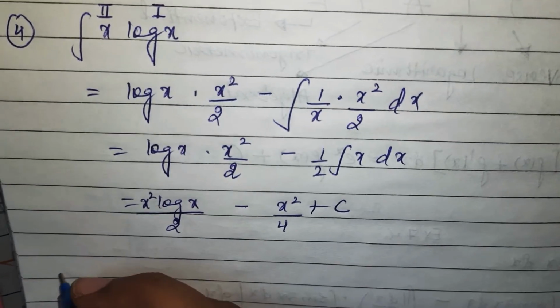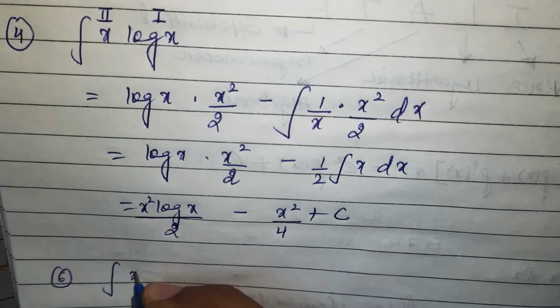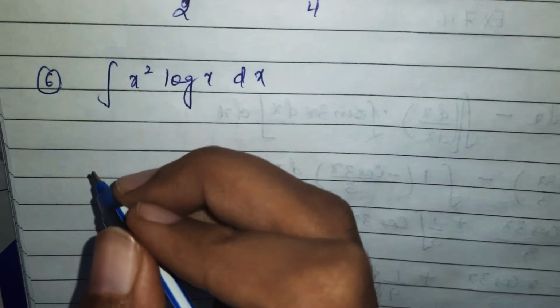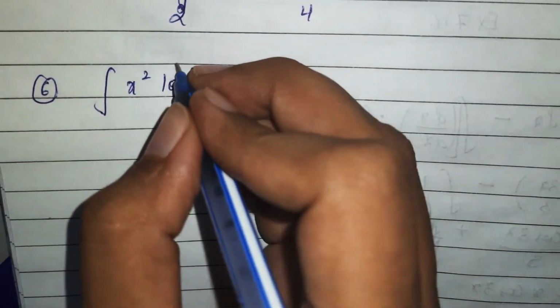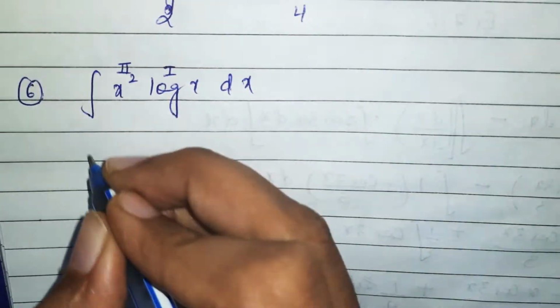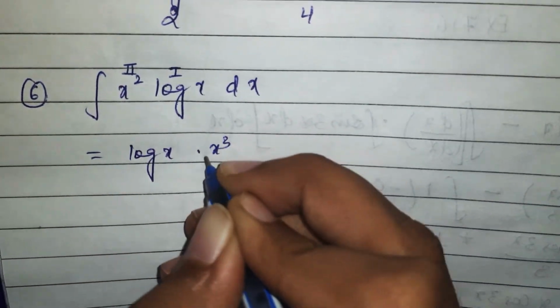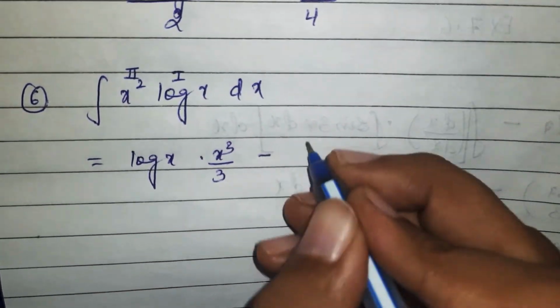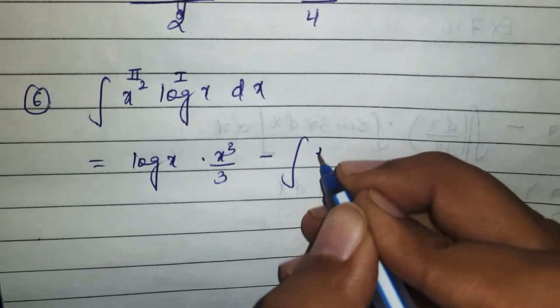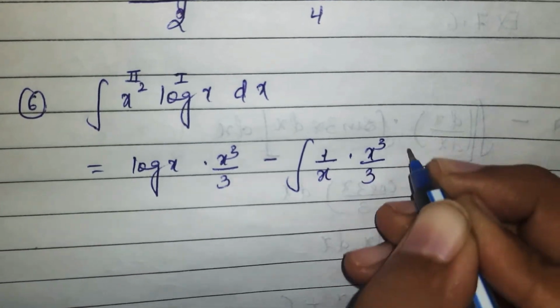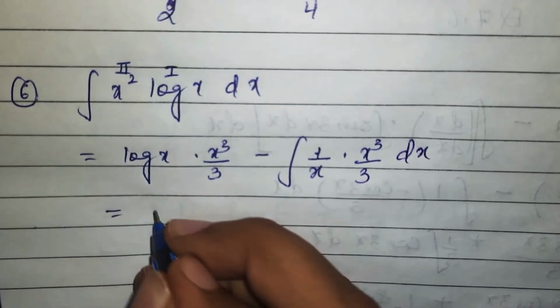Now we'll attempt the 6th question: x square log x dx. So what do you need to do? This is your first function, this is your second function. First function same, integration of second function, minus 1 upon x, differentiation of first function, integration of second function dx. This is the same as the previous one.